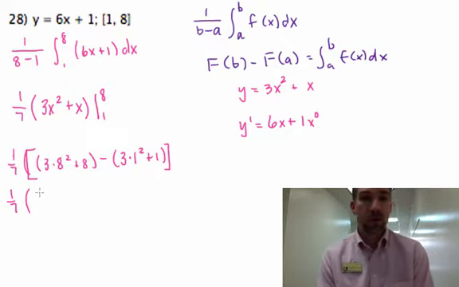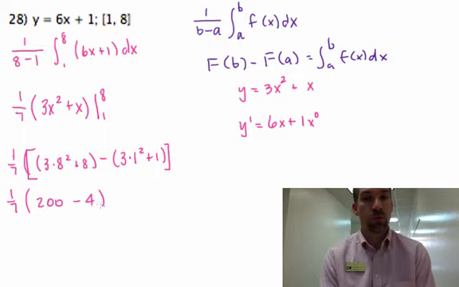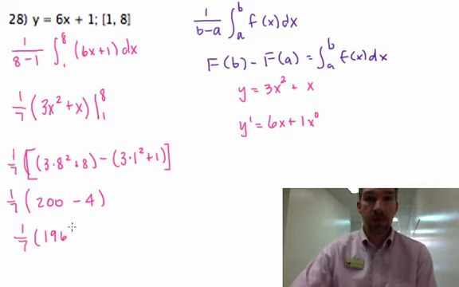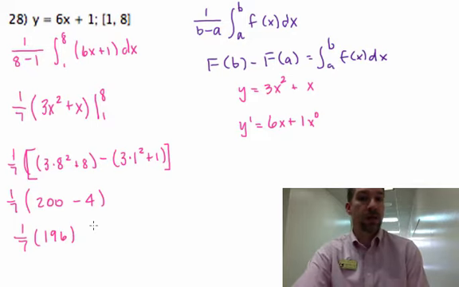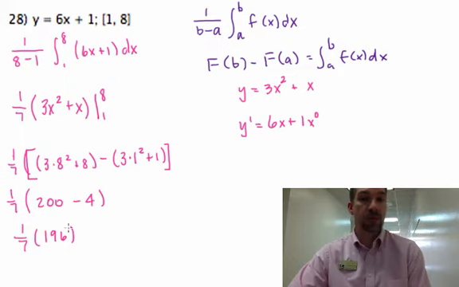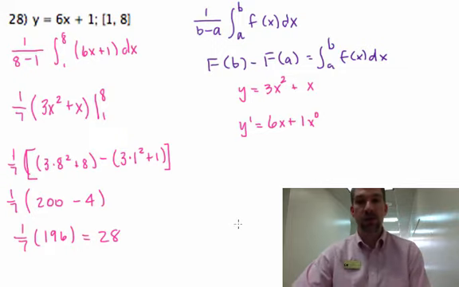Okay, here we go. 3 times 64 plus 8 is going to be 200. All right. And then 3 plus 1 is 4. So 200 minus 4 times 1/7. So that's going to end up being 196 times 1/7, which I believe comes out to be 28, but I can't swear to that. Let me see. Yes, 28. So there you go. There's your average value.